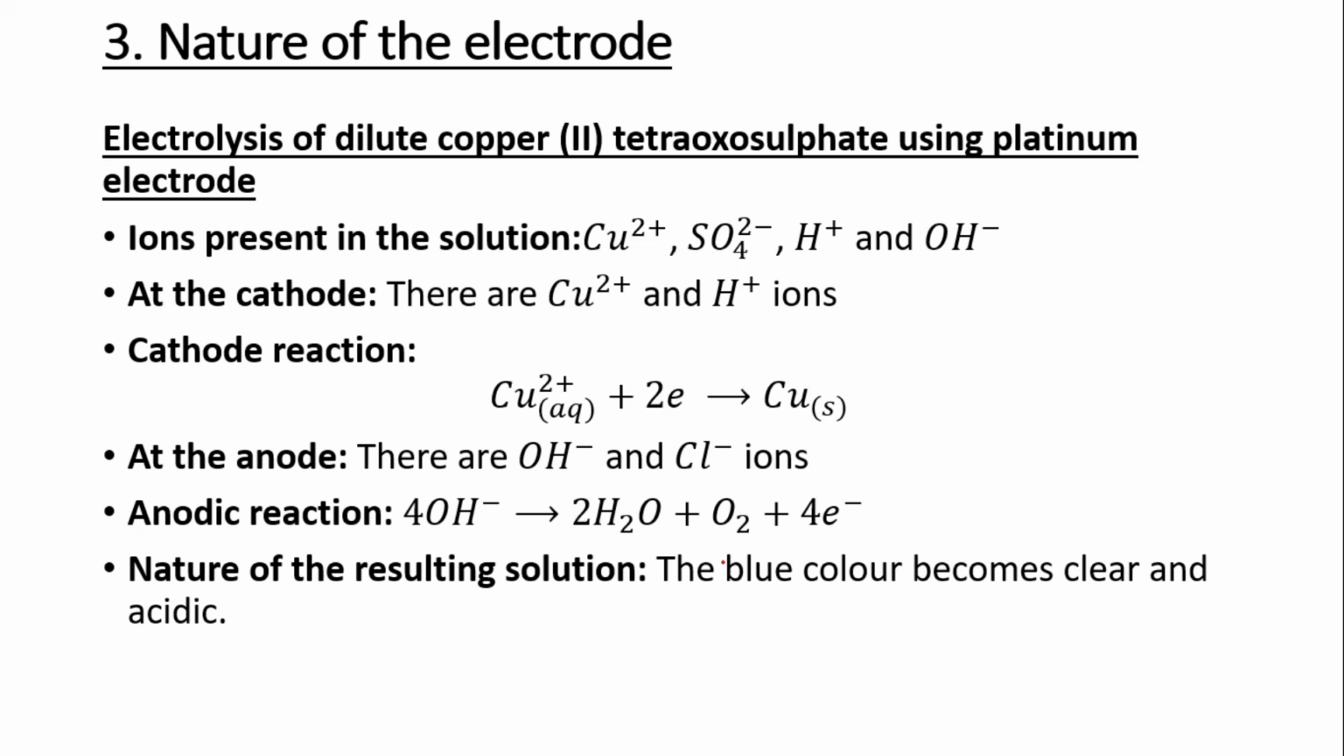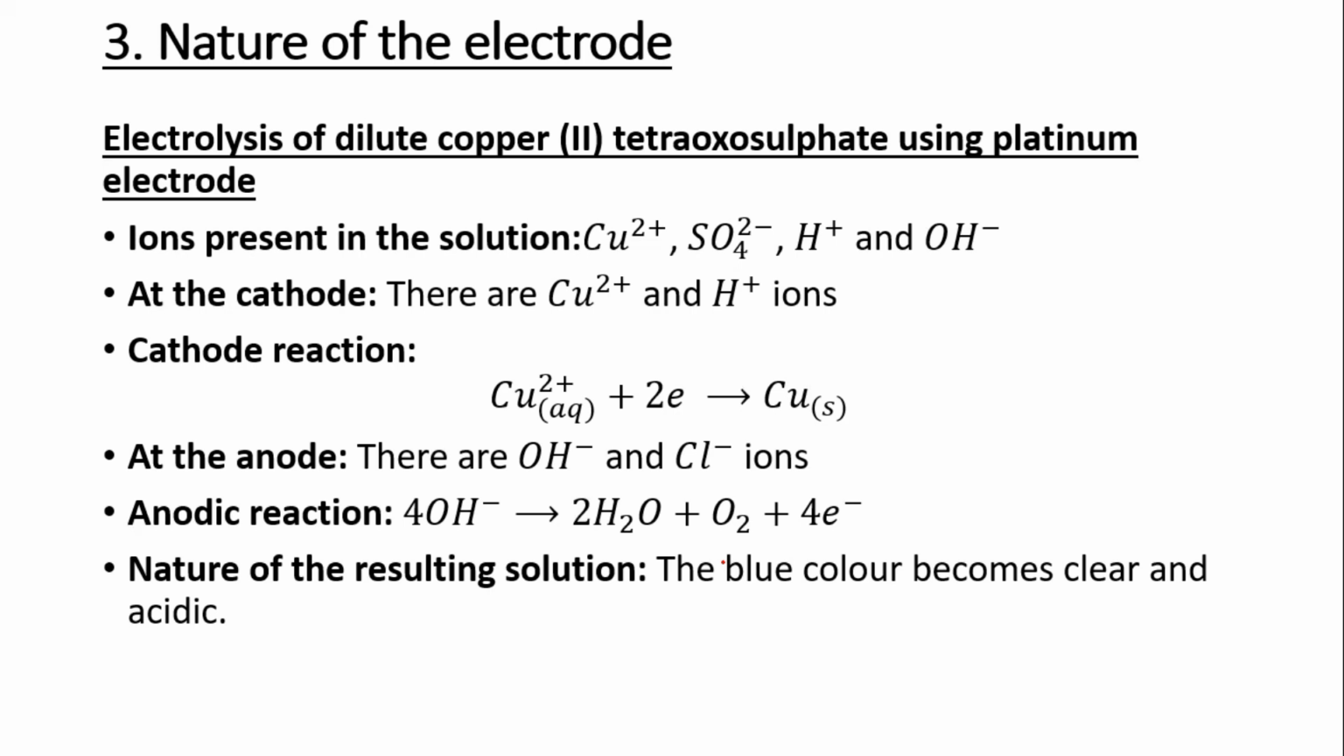Now, here we're going to be talking about active electrode and inert electrode. An active electrode is an electrode that can participate in electrochemical or electrolytic reactions. I'm also going to explain an active electrode as an electrode that has its ion present in the solution. Do you get what I mean by that?